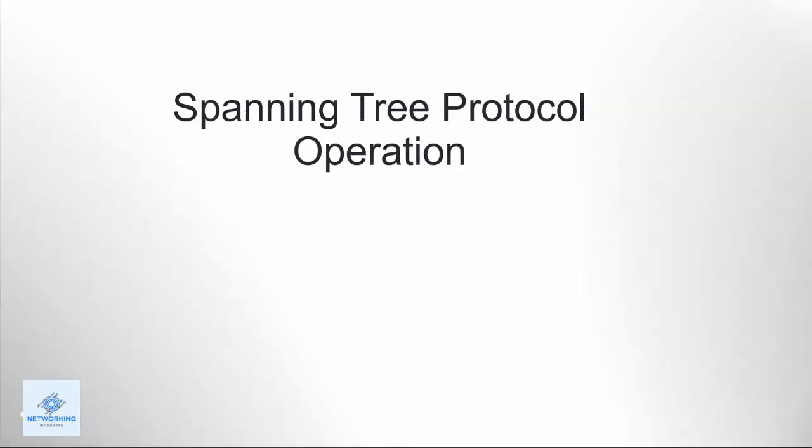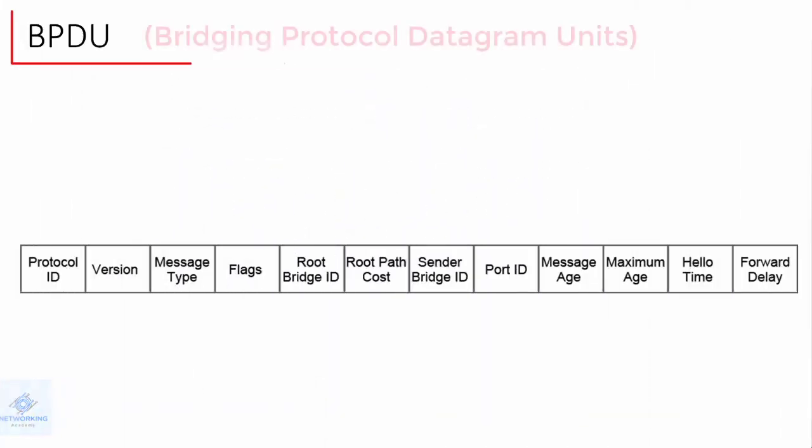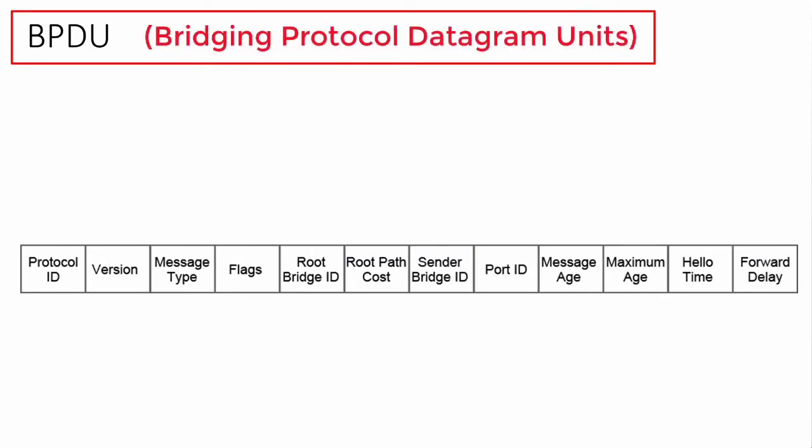In this topic, we're going to look at the spanning tree protocol operation. Switches use bridging protocol datagram units, or BPDUs, to exchange spanning tree protocol information. A switch will send a BPDU on a port using its own source MAC address as the source address, and it will use the spanning tree multicast address as the destination address.